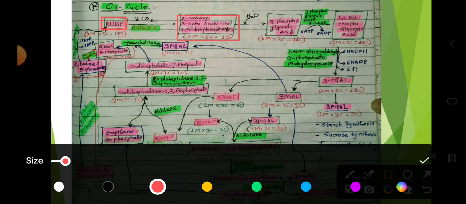In the next step, 2-carboxy-3-keto-arabinitol 1,5-bisphosphate is hydrolyzed into 3-phosphoglyceric acid by the action of water, and 6 molecules of 3-phosphoglyceric acid are formed. These molecules are 3 carbon compounds, so the total of 6 molecules gives 18 carbons.